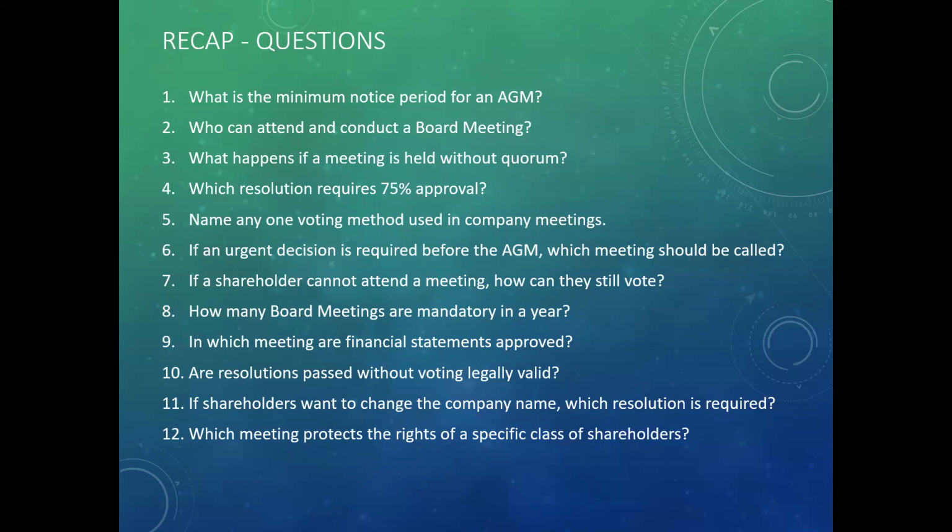Good. Then if shareholders want to change the company name, which resolution is required? Special resolution. A special resolution is needed to change the company name, the MOA, the Articles of Association, or the registered office. Good. Then what about an ordinary resolution? General changes, day-to-day operations related. Right, good.